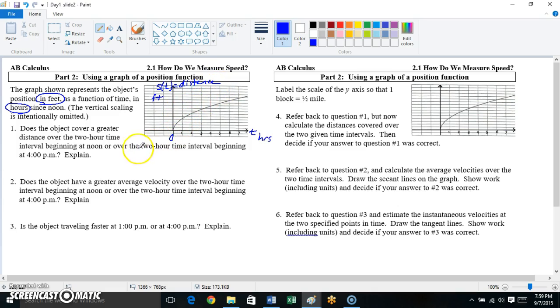Okay, so it says, does the object cover a greater distance over the 2-hour time interval between noon and 2 o'clock, or between 4 o'clock and 6 o'clock? So our first time interval is from noon to 2, and it looks like it started at a distance of 0, and we don't know the y scale, but it appears to be 1, 2, 3, 4, 5, maybe 6 units.